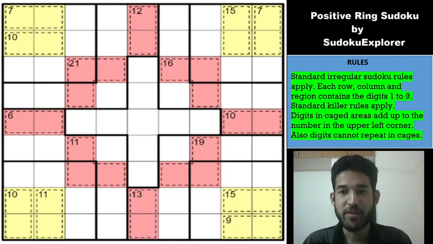Today's video will be on a positive ring Sudoku created by Sudokuexplorer. Yesterday on the channel we had covered the Phistomefel Ring Theory, which is applicable for any Sudoku regardless of the type of variant, be it Classic Sudoku or any Sudoku variant. You will have the Phistomefel Ring Theory applicable or true for each and every Sudoku. If you haven't watched the video yet, we would highly recommend you to watch the video.